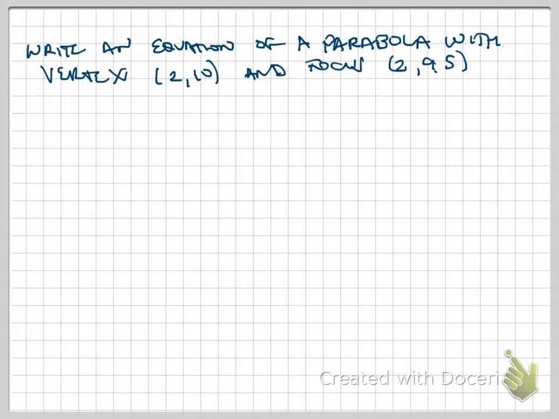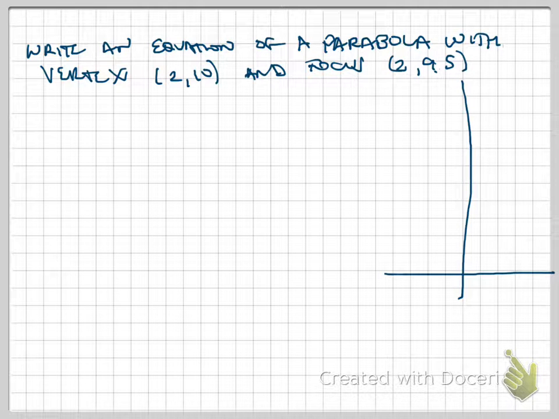For the next one, write an equation of a parabola with vertex (2, 10) and focus (2, 9.5). A way to do that is to graph it again. So go over 2 and up 10: 1, 2, 3, 4, 5, 6, 7, 8, 9, 10. That's the vertex, and the focus is at (2, 9.5). So we know it's a little bit below, so the parabola opens down. This is the focus, and the distance between the vertex and the focus is 1/2. And again, it's going down, so p = -1/2.